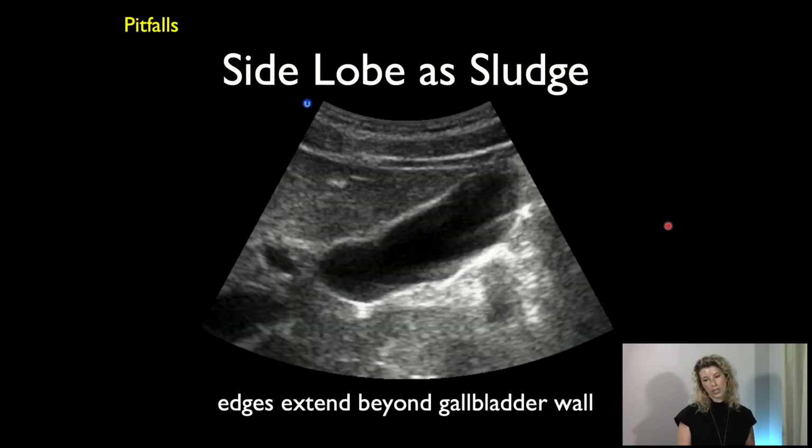How do you know that it's not sludge? Number one, it crosses the wall. In all these places, it crosses the wall. Sludge isn't going to do that. Number two is when you look at the other view, it's going to look the same, but it won't be dependently in the same position as it should be when you're looking at the gallbladder in that view.